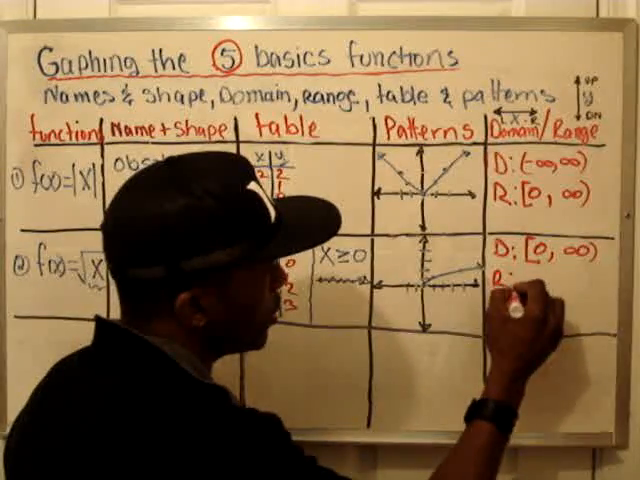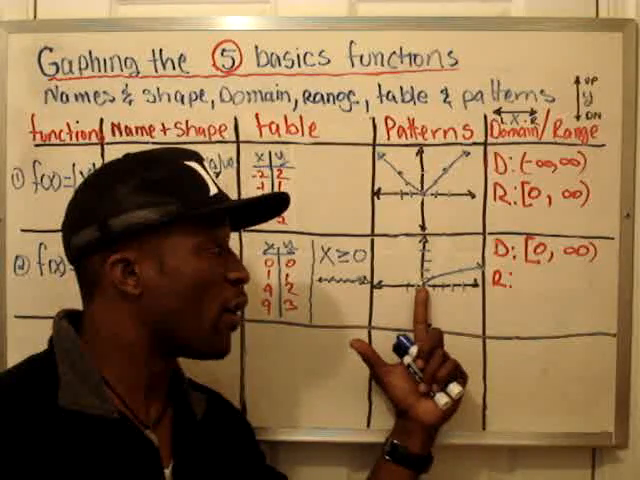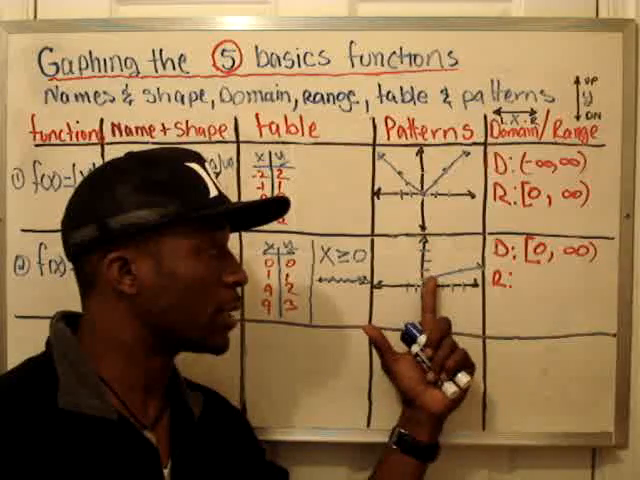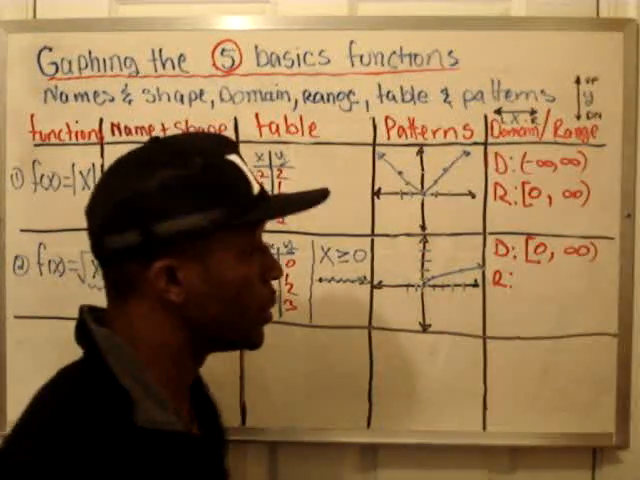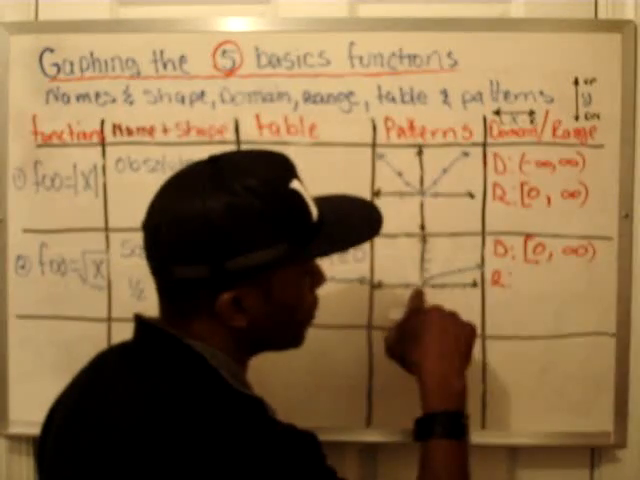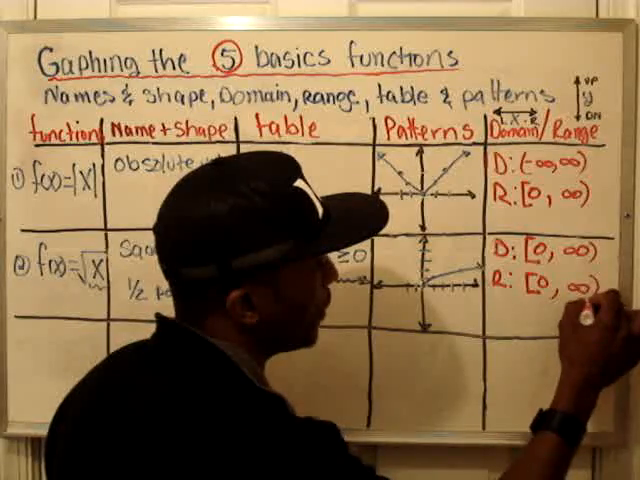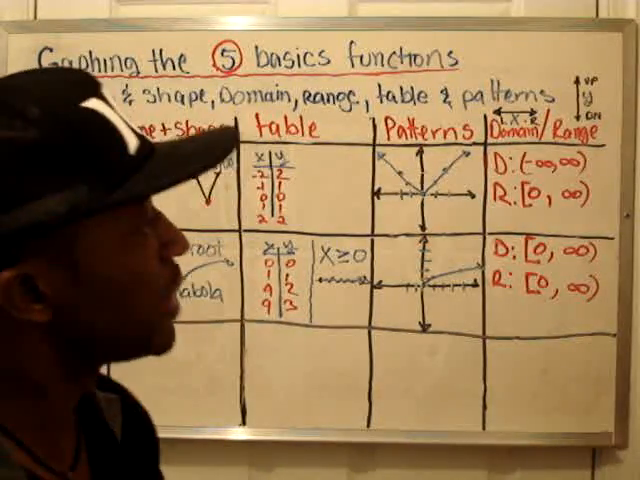And for the range, how far down? The lowest part of the graph will be 0, and it looks like it's going up. The more it goes to the right, it goes up. So then I will say from 0 to positive infinity. And that will be the 5 basic functions.